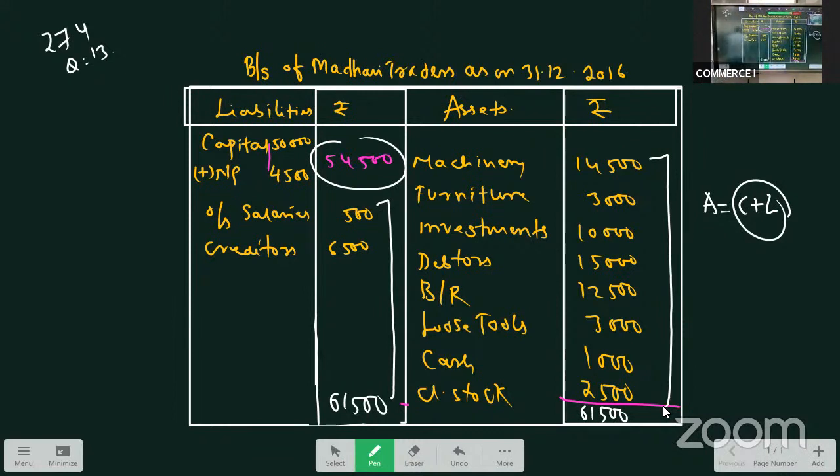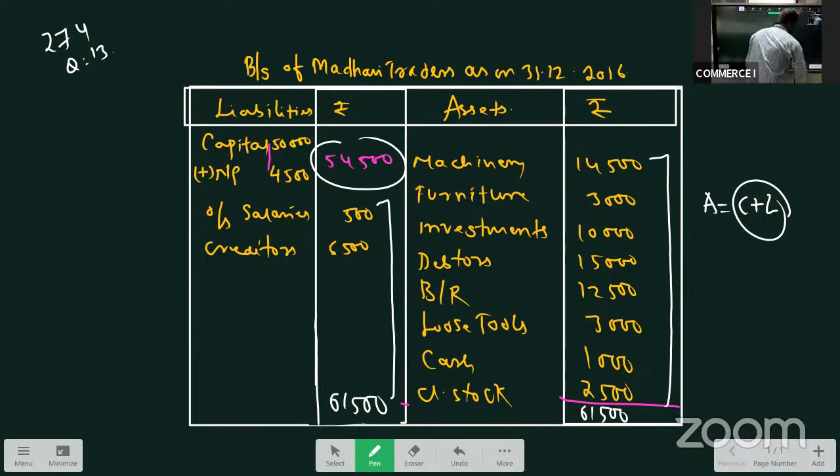Now let us take one question where we will prepare trading account, P&L account, and balance sheet. This is what you are supposed to do in your IPE exam. It will give you a trial balance, out of that you have to prepare trading account, profit and loss account, and balance sheet. So we are doing a complete problem now without adjustments.